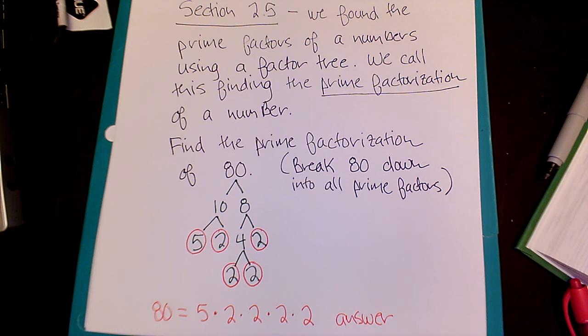And if you want to check it, just punch this in your calculator and you should get back to 80. Or you could do it by longhand. 5 times 2 is 10, times 2 is 20, times 2 is 40, times 2, 40 times 2 is 80, so I know I'm right.